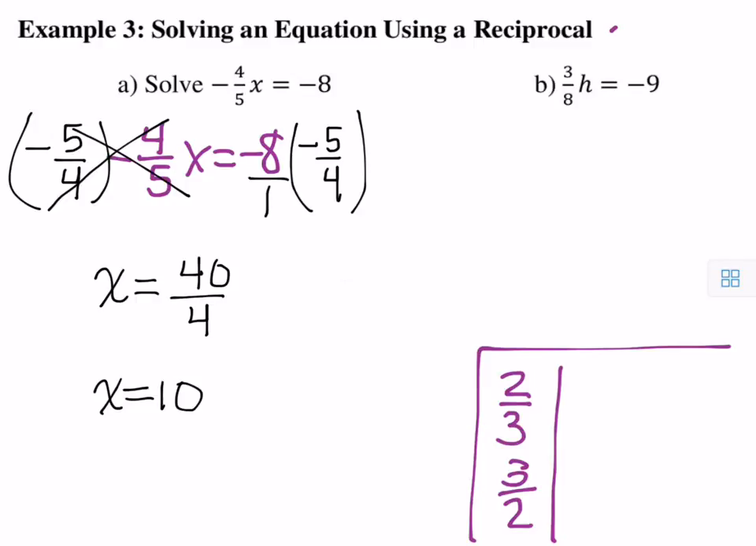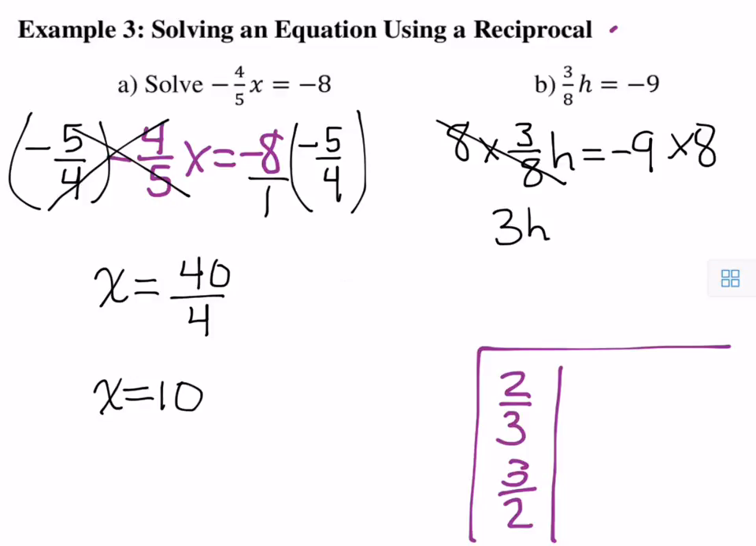If you find that confusing, what you can do instead, and we'll look at this other example here, you can multiply each side by 8. So I'm getting rid of the denominator first, and that leaves me with 3h equals, what is negative 9 times 8? Negative 72. And then 3 times h separates by dividing by 3. So h equals negative 24.